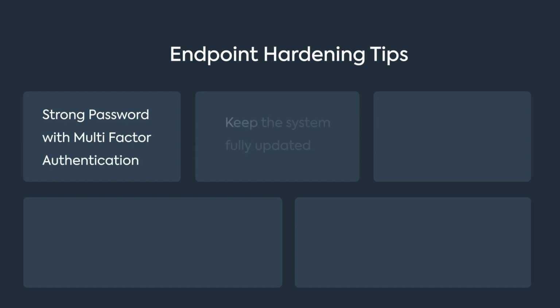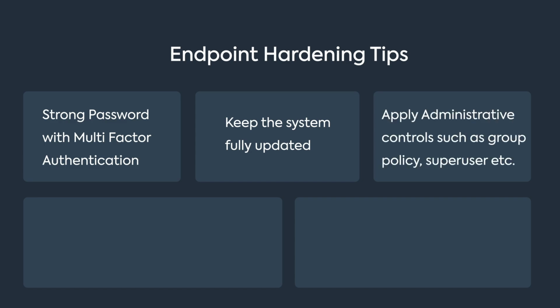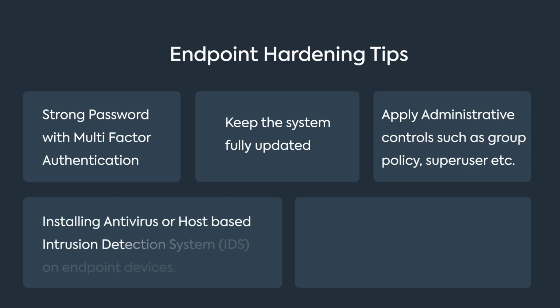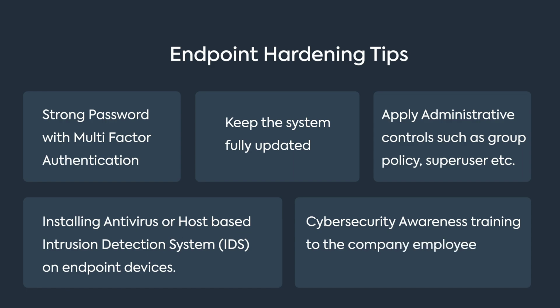Second, keep the system updated, apply patches to the vulnerability, disable unused ports and configurations that could be exploited by the hacker. Third, admins should implement administrative controls such as applying group policy and superuser implementation. These would make sure users cannot run any unnecessary app with elevated privileges. Fourth, deploying antivirus and even host-based intrusion detection system is a good measure to monitor the endpoint performance. And finally, a basic cybersecurity awareness can go a long way.